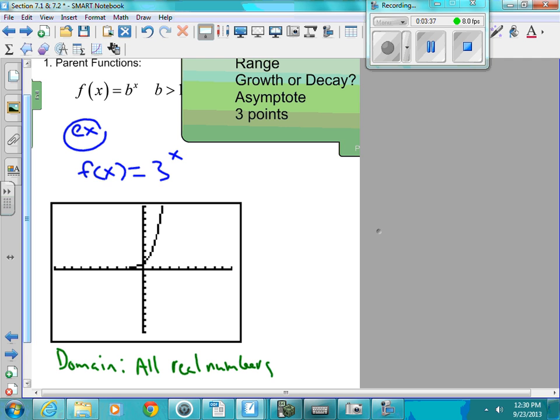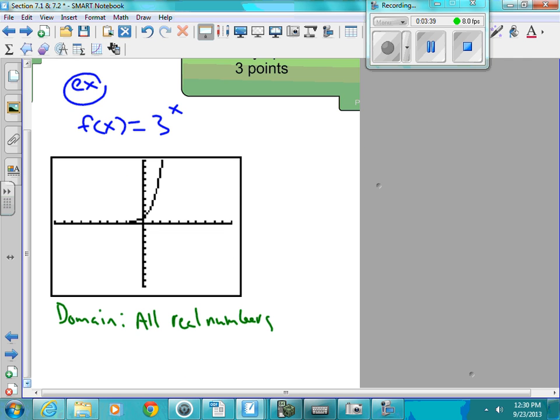Okay? So the range is where it's going to be different. For the range, you're going to have to use a combination of what's being added or subtracted outside of b to the x, and whether the graph is above or below the asymptote line. So if we look over here, there's nothing being added. It's just 3 to the x. There's no plus or minus anything outside. So we start with an asymptote line of y equals 0. So our asymptote is y equals 0. So we have that fact.